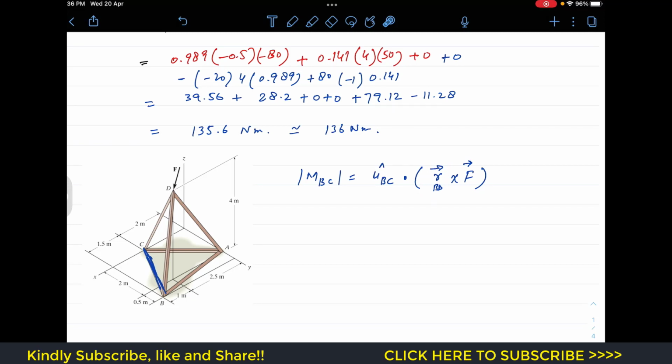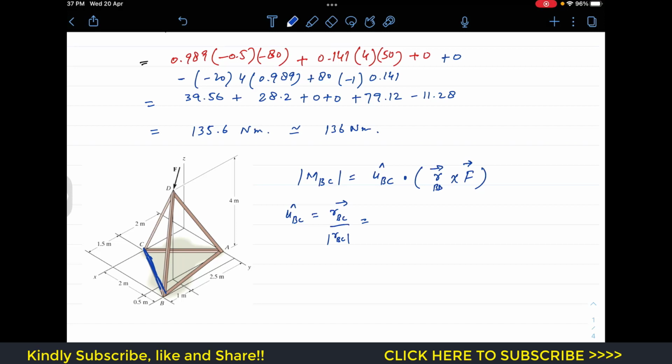Now I am going to find this moment about BC by using the position vector from B to D as a moment arm. So now we have to find again the Cartesian vector representation of all these. This is the unit vector, the position vector from B to D, and that force F. So the unit vector from B to C will be equal to the position vector from B to C divided by its magnitude.